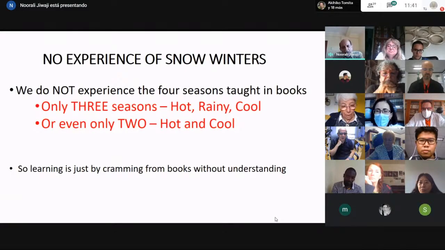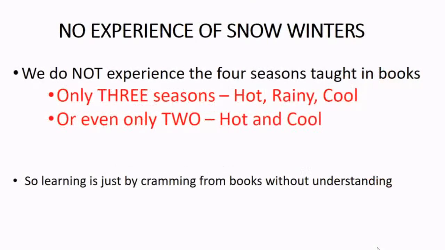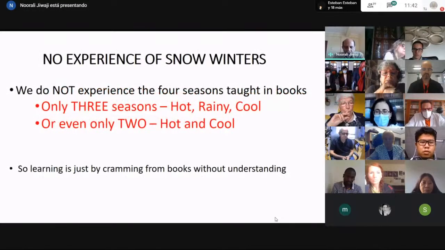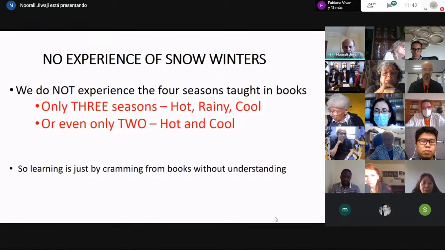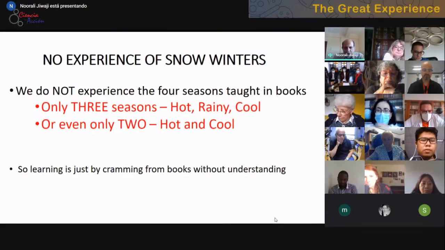So now another problem is that we don't have any experience of snow in winters, for example. I mean, we don't have 4 seasons here in Tanzania. So we have only 3, in fact, finally, hot, maybe rainy, and cool. And in fact, finally, if you break it all down, it is hot and cool season. So our learning about seasons is often about cramming from books, autumn and spring. They don't make sense for us.